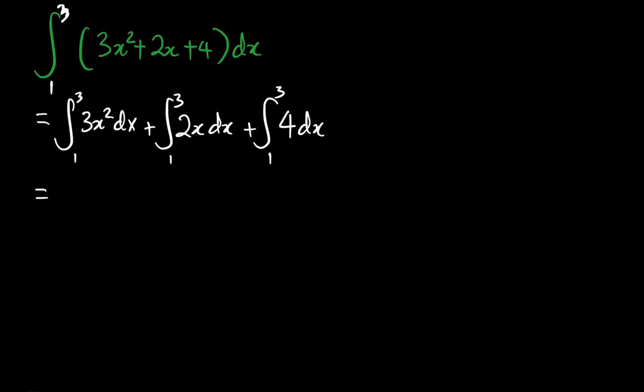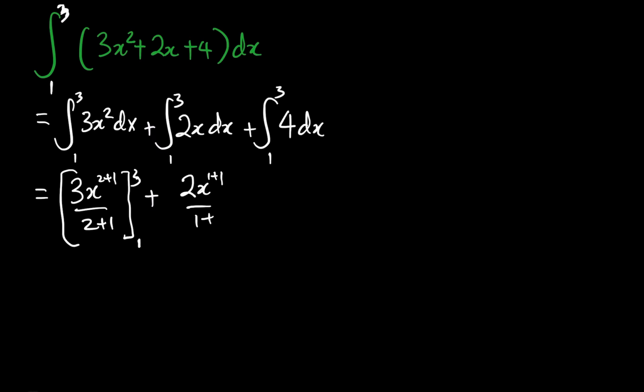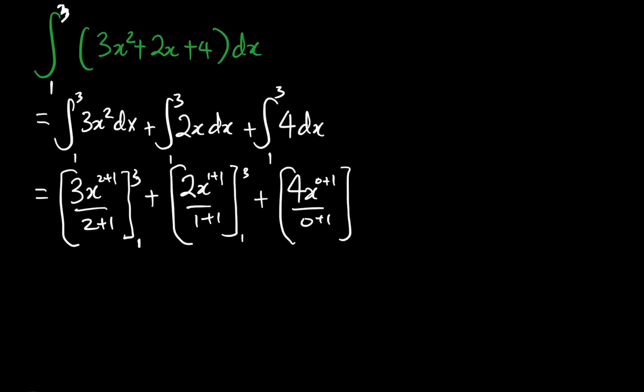we're now going to apply the normal integration that we know, which is going to be 3x to the power 2 plus 1, divided by 2 plus 1. Now we put it in a box. We put a lower limit of 1 here, upper limit of 3 there, plus we're going to integrate 2x, which is going to be 2x to the power 1 plus 1 divided by 1 plus 1. We also put that in a box, 1 to 3, plus we integrate 4, which is going to be 4x to the power 0 plus 1 divided by 0 plus 1. We also put that in a box, lower limit of 1, upper limit of 3.